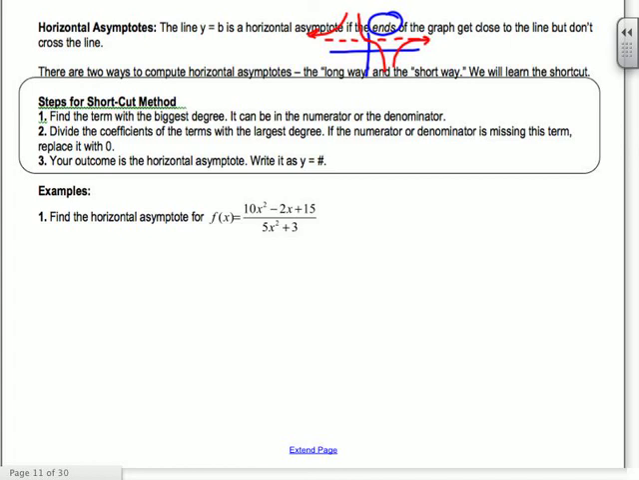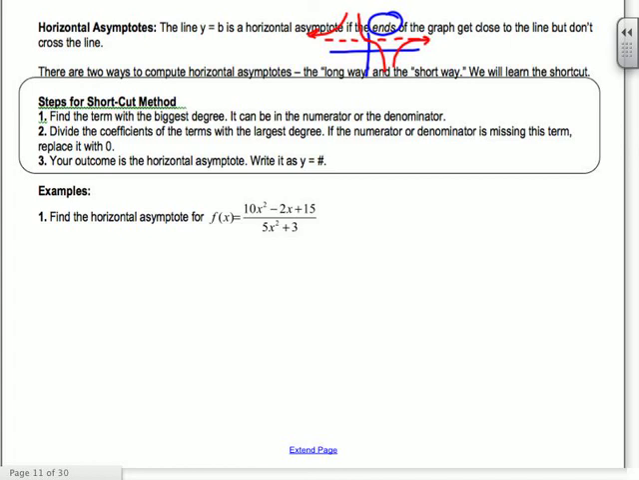Okay, so like I said, there's a shortcut and there's a long way. The long way is really more like pre-calculus or calculus. So I'm just going to teach you the shortcut method. You won't even learn the long way. Okay, it's really pretty easy shortcut. You look at your rational function, so the fractional expression, and you look for the largest degree.